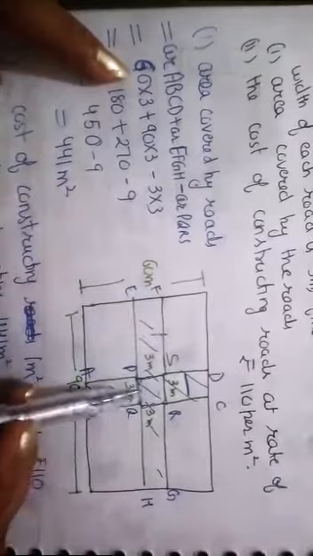Area of A, B, C, D is length multiplied by breadth. So length is 60 and width of road is 3 meters. And EFGH, length is 90 and width is 3. Minus area of PQRS, which is a square, 3 into 3. Okay, so after subtracting, we will get 441 meter squares.